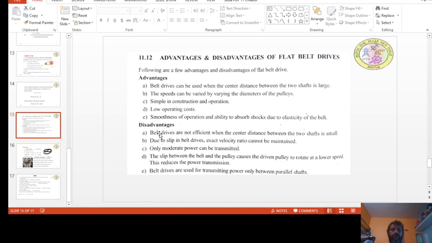Coming to some of the disadvantages, belt drives are not efficient when the center distance between the two shafts is small. Due to the slip in belt drives, exact velocity ratio cannot be maintained. Only moderate power can be transmitted. The slip between the belt and the pulleys causes the driven pulley to rotate at a slower speed, thus reducing the power transmission. Belt drives are used to transmit power only between parallel shafts. So these are the advantages and disadvantages.